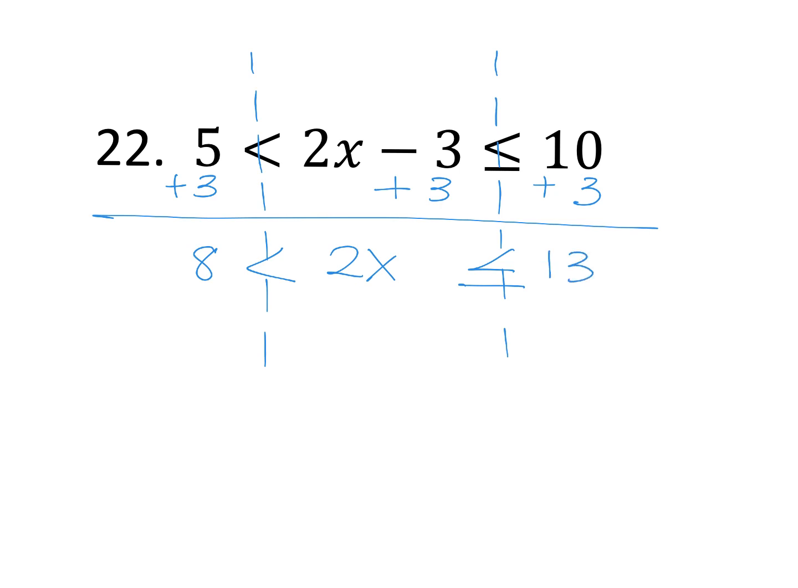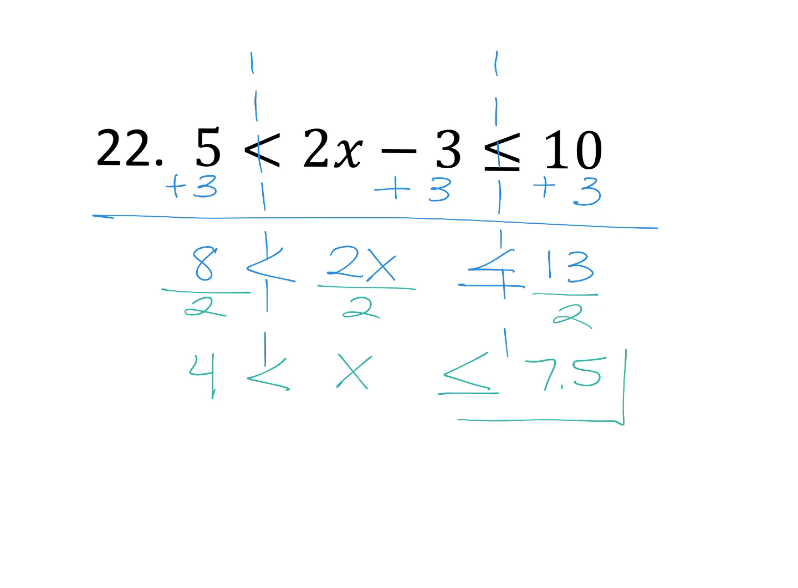Now what? Divide by 2. Where? Everywhere. Divide by 2, divide by 2. So 4 is less than x, which is less than or equal to 7.5, or you may leave it as 13/2, but that will be your answer.